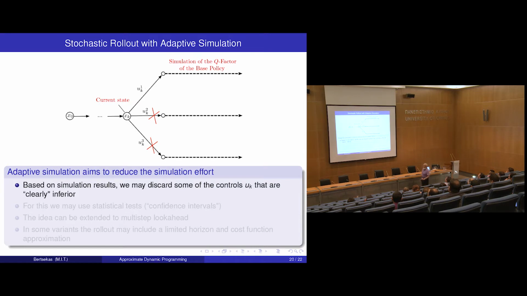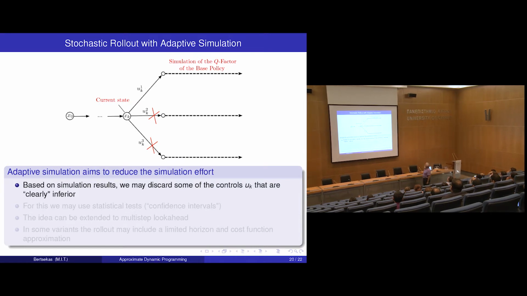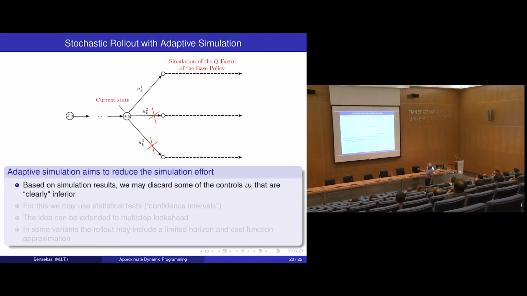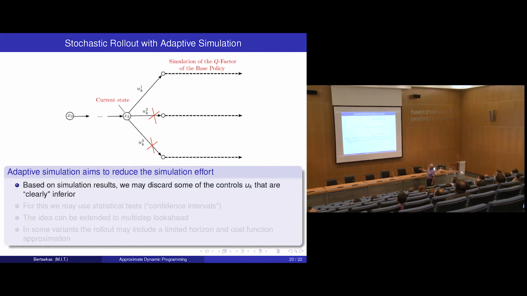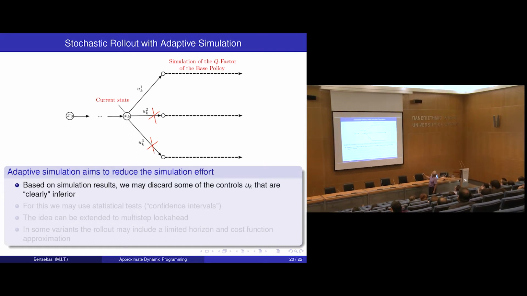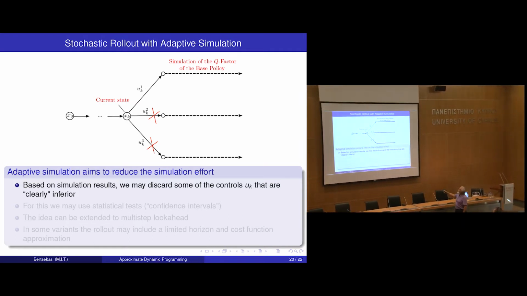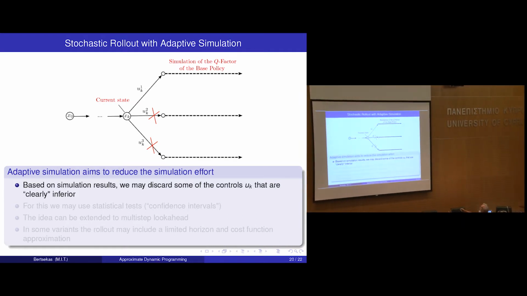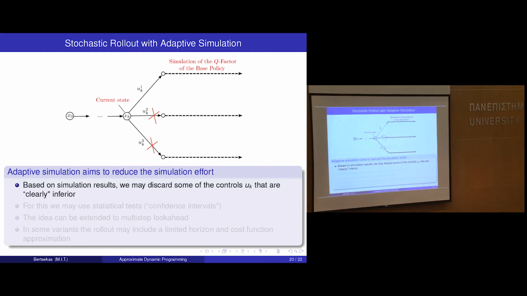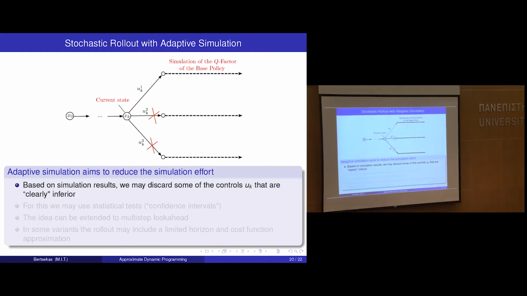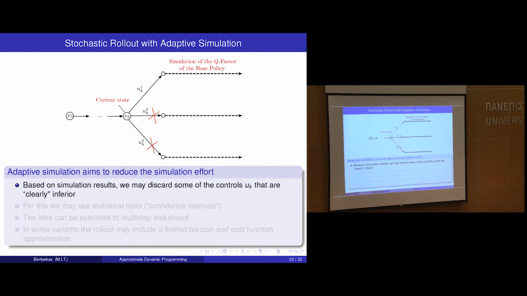Okay, so now here's a variant of rollout. In rollout, we are at the current state. We look at all the possible controls, and then we run a simulation from there. Basically, we calculate by simulation the Q factor associated with this state and this control. So we calculate by simulation from here on, and then from here, and then from here.